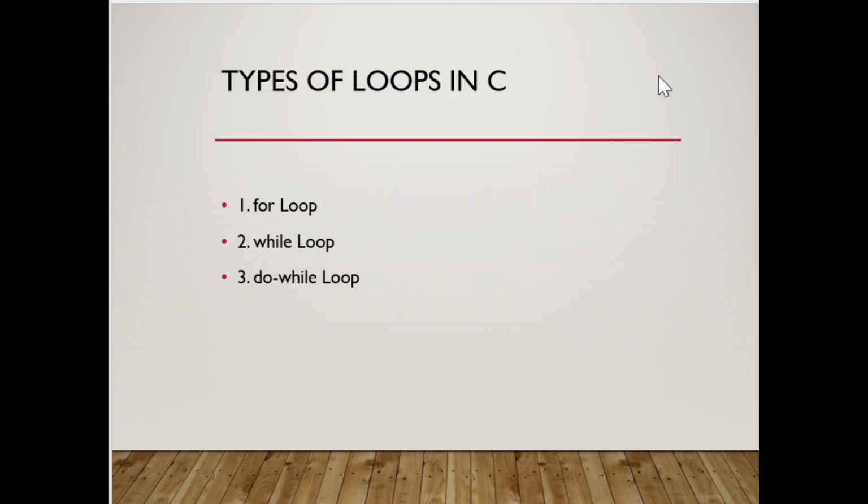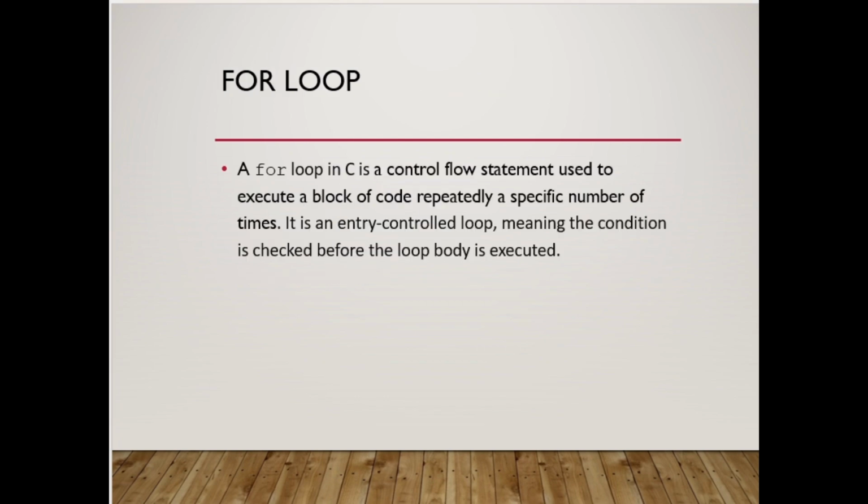Let us understand the types of loops in C. In C programming, there are three main types of loops: for loop, while loop, do-while loop. Each loop works slightly differently and is used in different situations. For loop is used when we know exactly how many times the loop should run. While loop is used when the number of iterations depends on a condition. Do-while loop ensures that the code runs at least once even if the condition is false. In the next slide, we will discuss each loop with syntax and example.